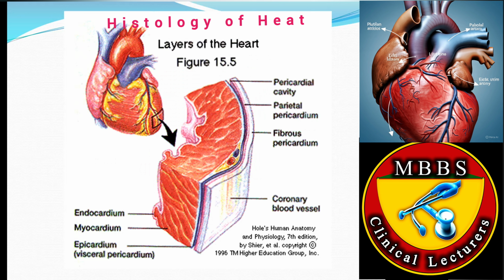Again in this diagram, in a transverse section, we can see the outermost fibrous pericardium, then the parietal pericardium, then there is a gap, the pericardial cavity, and then we can also see the coronary blood vessels just below them. Then there is the muscular layer, and the innermost layer is called the endocardium. The thickest muscular wall is called the myocardium, and the outermost, just before the pericardial cavity, is called the epicardium or visceral pericardium.